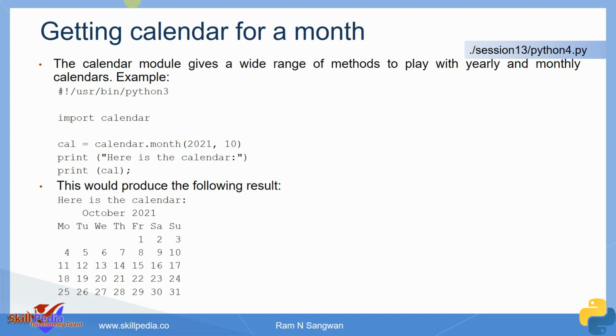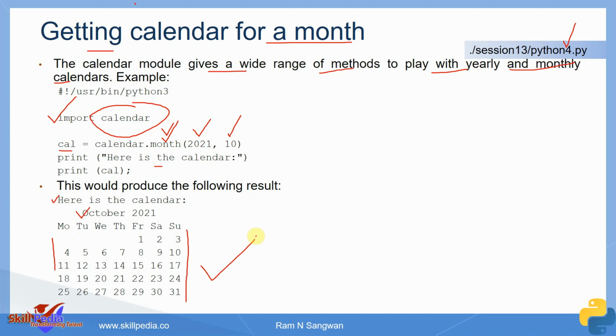We can also generate the calendar, getting a calendar for a month. This is available in Python program 4. The calendar module gives a wide range of methods to play with yearly and monthly calendars. For example, import calendar, then cal is equal to calendar.month. You want to display the month calendar for the year 2021 for the month of October, and then you display this calendar. When you try this, here's the calendar for October 2021, and I verified this program working wonderfully well. You get the calendar in Python.